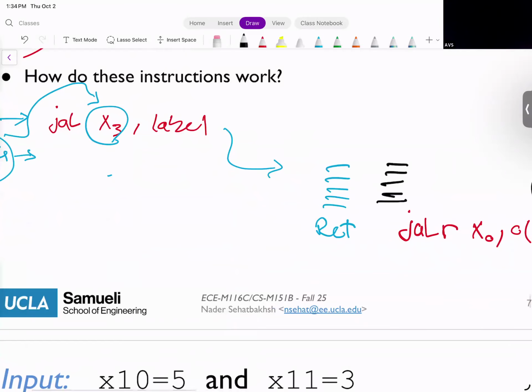Same story with call, right? So for call, you need to jump to that particular address, and you need to remember where that address is. And again, these things will be taken care of by the compiler. You don't need to worry about where the address is and all that.